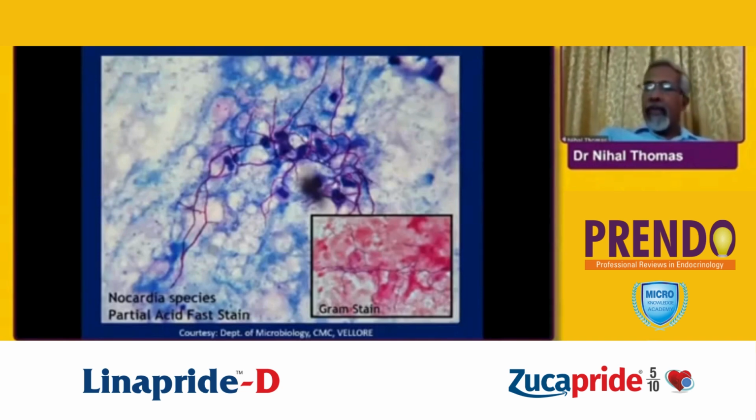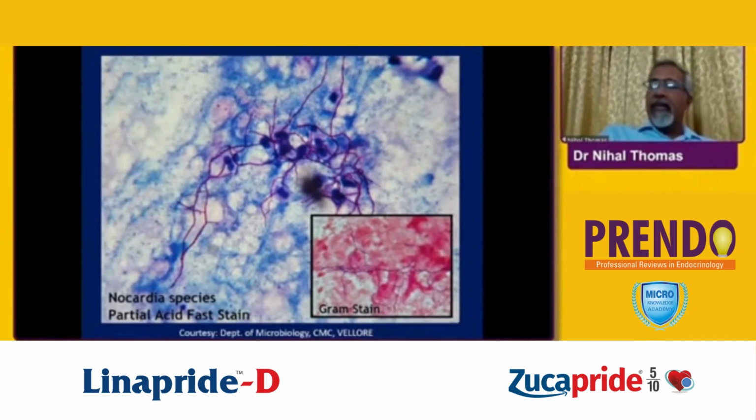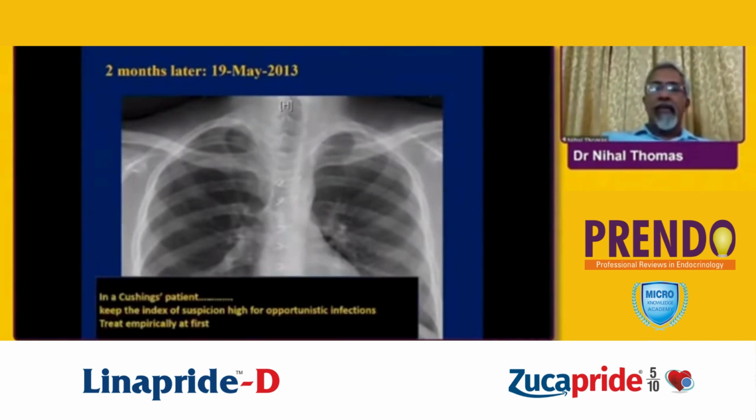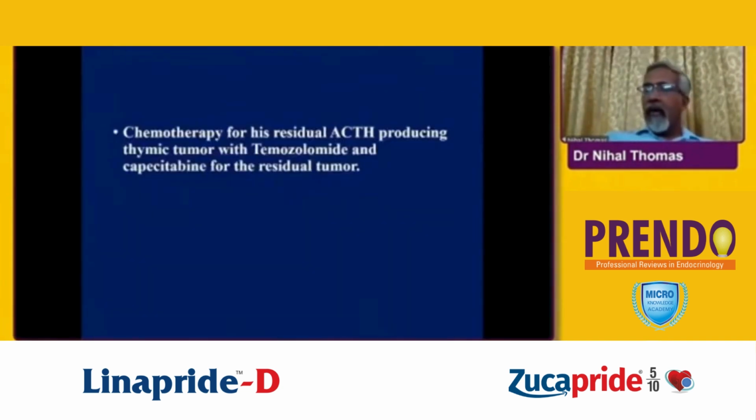In the meantime, within 3 days, we actually got through the bronchial lavage nocardial species which were present. Filamentous gram-positive organisms were picked up on the smear. This is his subsequent X-ray done 2 months later, and he is asymptomatic. So in Cushing's, we need to keep the index of suspicion for opportunistic infections very high and treat empirically fast and first. That's really important because otherwise one might succumb to these opportunistic infections, and I'll show you data as to how important this is.